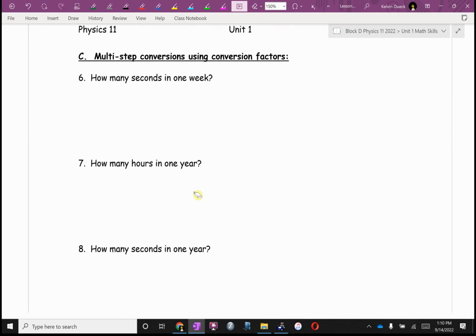Okay. Multi-step conversions using conversion factors. I like example 6, example 6 is the next question. Why would I say that? Why would a teacher emphasize a certain question? You're good academic students.